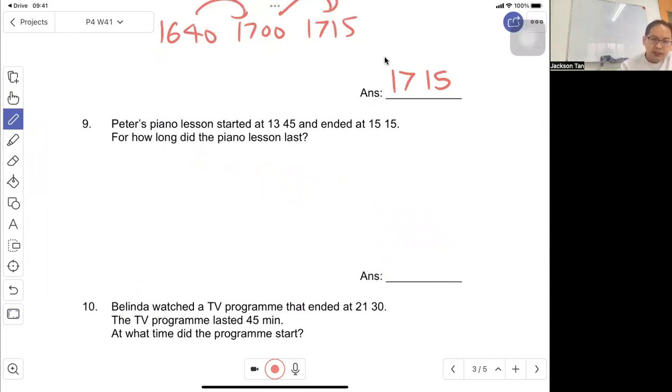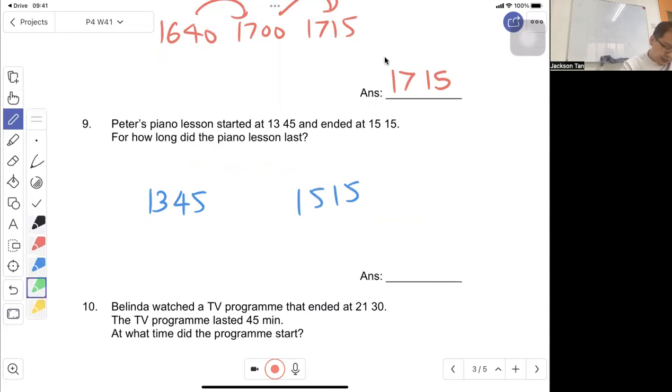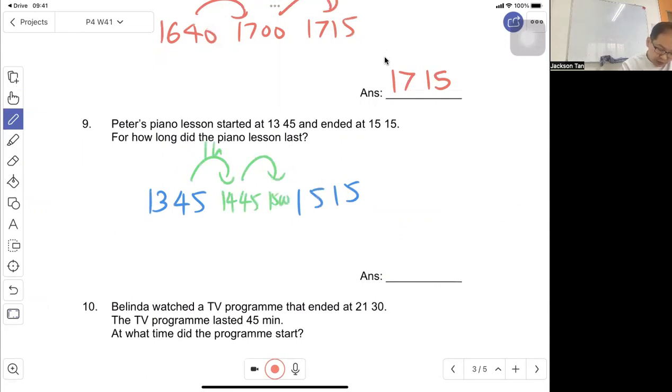Question 9. So started at 13:45 to 15:15. How long did the piano lesson last? So at 1 hour, 14:45. Then here 15:00, 15 minutes. Wait, another 15 minutes. So total is 1 hour and 30 minutes.